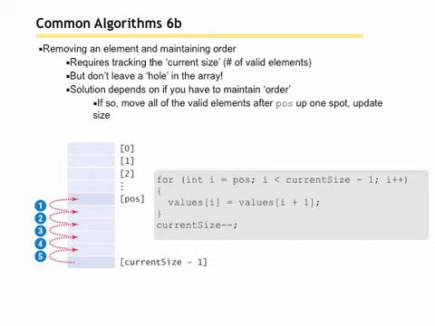So: for int i equals pos, the position of the element we want to remove, i less than current size minus 1, because we're just going to move all the elements up from the subsequent element to the current location. i plus plus. Value sub i equals value sub i plus 1. So the current location is going to be equal to the next location in the array. And we do that all the way through until we get to current size minus 1. And then we set current size minus minus, so that subtracts 1 from the current size. So now it's updated. We've subtracted an element from the list.